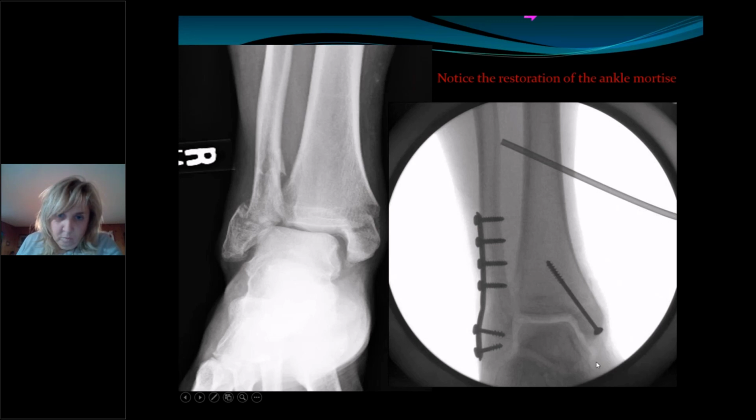So when it's all said and done, the whole goal of shooting all this hardware in here is to get that mortise, that ankle joint, back to where it belongs. And that's huge because, again, if you don't, now all of a sudden you've got an unstable joint and this becomes profoundly arthritic. Now the person has a lifelong difficulty with just simple ambulation.